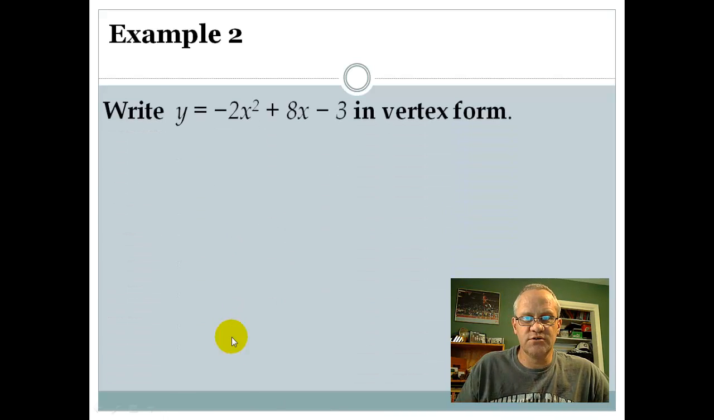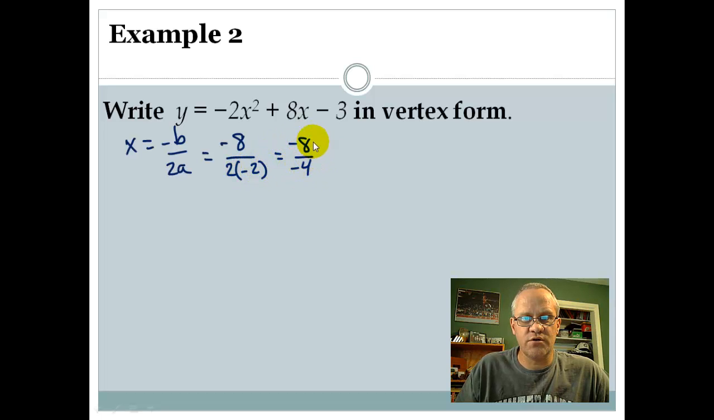Here's another one, a little trickier because we now have a -2 up here. But let's go through the same steps. So let's find the x first of all. x equals opposite of b over 2a. Opposite of b is -8 over 2 times a, which is -2. So this is going to be -8 over -4. Negatives cancel. 8 divided by 4 is 2. Our x on the vertex is 2.